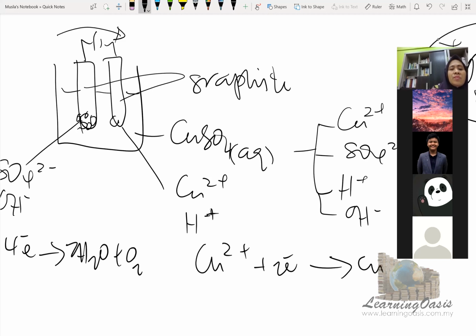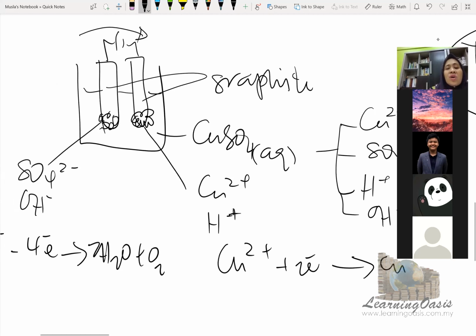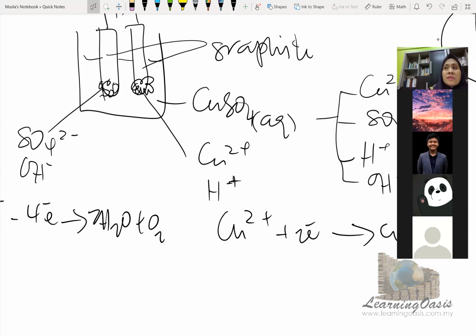So you see brown deposit of copper. So if they ask you what is your observation, bubbles of colorless gas at the anode, and you have brown deposit of copper at the cathode. Now remember, anything aqueous with Cu2 plus will be blue in color. Now what happened to the blue color? It turns colorless.